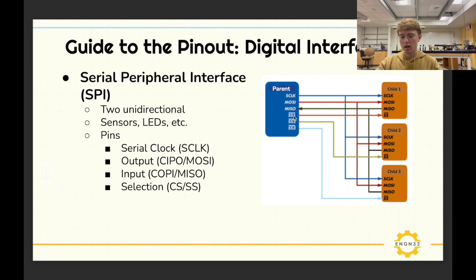Now these select lines, each child device gets its own select line. So this is how I can specify, okay, this child device needs to get this information, or this information is coming from this child device. So I can select different child devices. All right, so that's a very important added bit of functionality that I now have, in addition to the fact that I can communicate both ways.